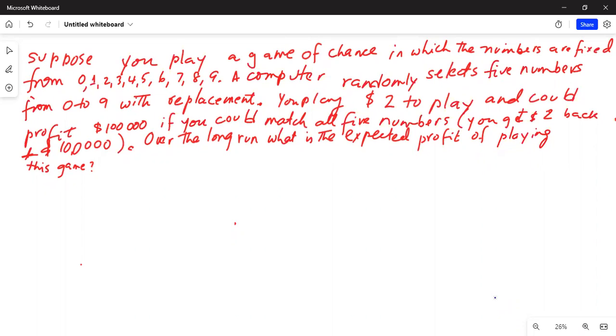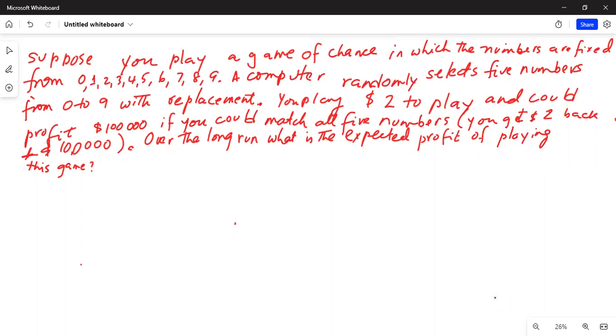Suppose you play a game of chance in which the numbers are fixed from 0, 1, 2, 3, 4, 5, 6, 7, 8, and 9. So there are 10 numbers. A computer randomly selects 5 numbers from 0 to 9 with replacement.